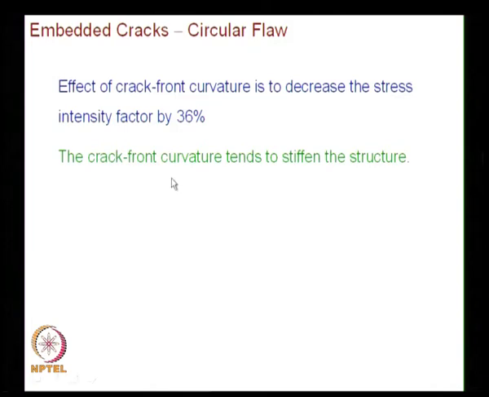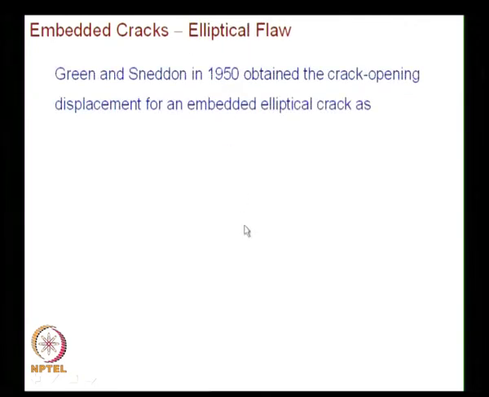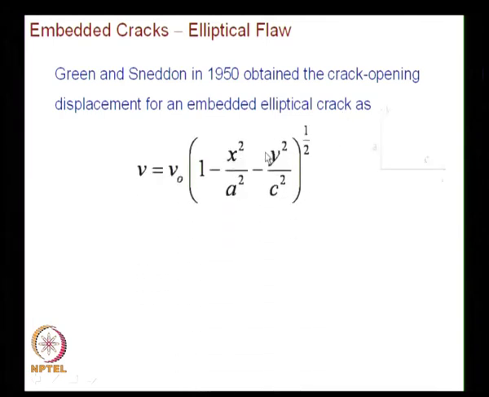And like what I had said in the case of stress concentration problems, people graduated from a circular hole to an elliptical hole. Here also we will find they graduate from a circular flaw to an elliptical flaw. And this was done by Green and Snedden in 1950, and they initially obtained the crack opening displacement for an embedded elliptical crack. They obtained this as V equal to V naught multiplied by 1 minus x squared by a squared minus y squared by c squared, whole power half.